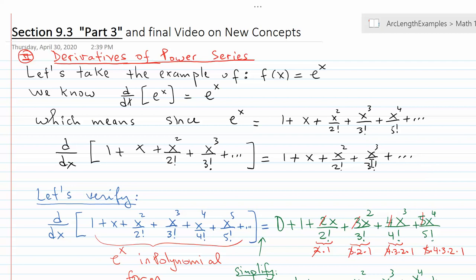Since we've already proved before in the Taylor polynomial section that this is the polynomial expansion for e to the x, we did this from scratch, by the way. All right, so we're going to prove that the derivative of that is in fact the same thing, which is kind of unusual, because usually when you take a polynomial and differentiate it, you get something completely different. Because it's an infinite series, this is actually going to be true for e to the x. So let's begin.